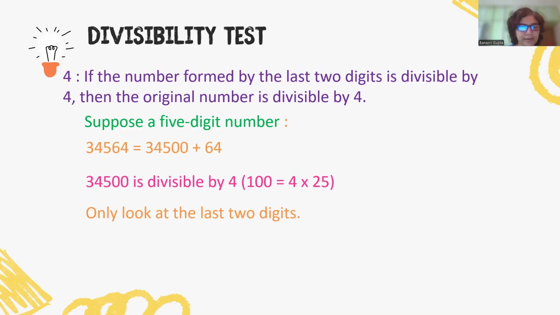So once one part is divisible by 4, the whole number will be divisible by 4 only if the number formed by the tens and units digits is also divisible by 4. So we only need to look at the last 2 digits. This is the explanation of why we need to look at the last 2 digits only.